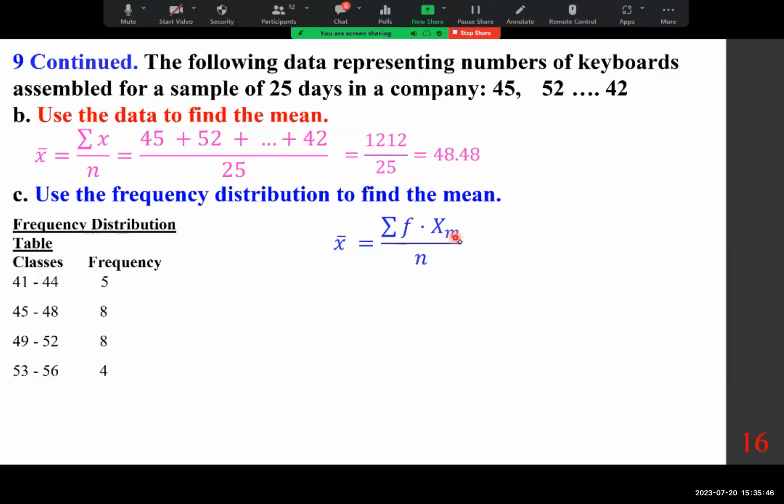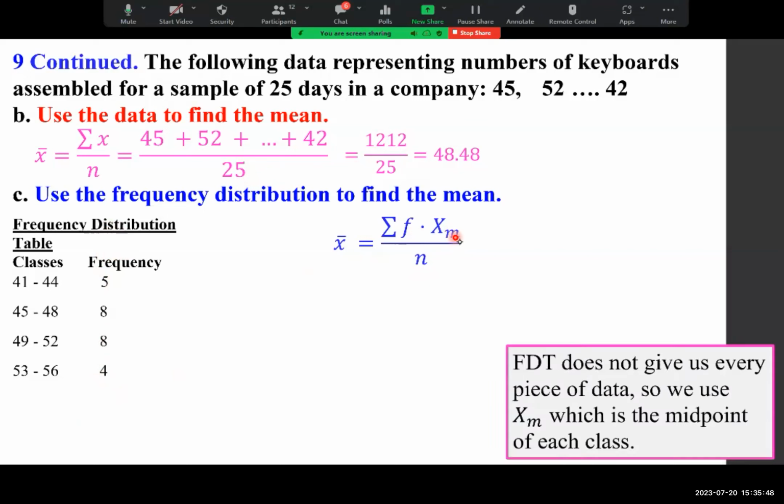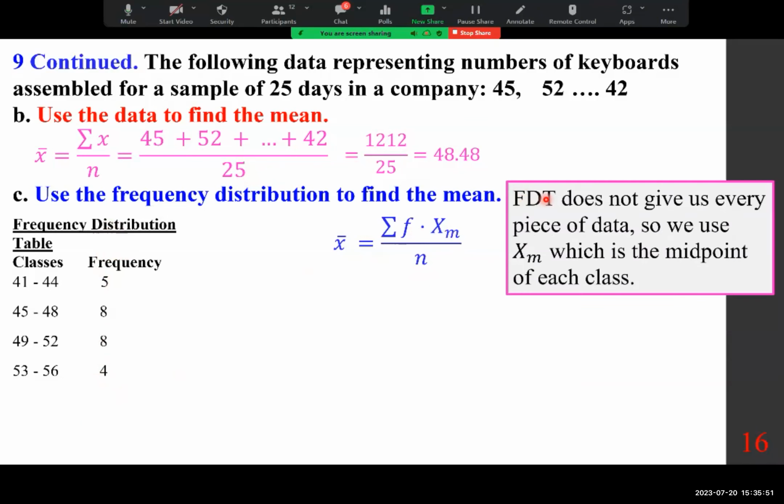But what is x sub m? And I want to explain this one. FDT, frequency distribution table, does not give us every piece of data. Again, never mind that we started with that, we ended up here. Assuming you're given that and not that, we don't have every piece of data, therefore we can't use this methodology to find the mean. So we use x sub m, which is the midpoint of each class. So we guesstimate or estimate that each piece of data in each class is equivalent to its midpoint. That would be a good estimate.